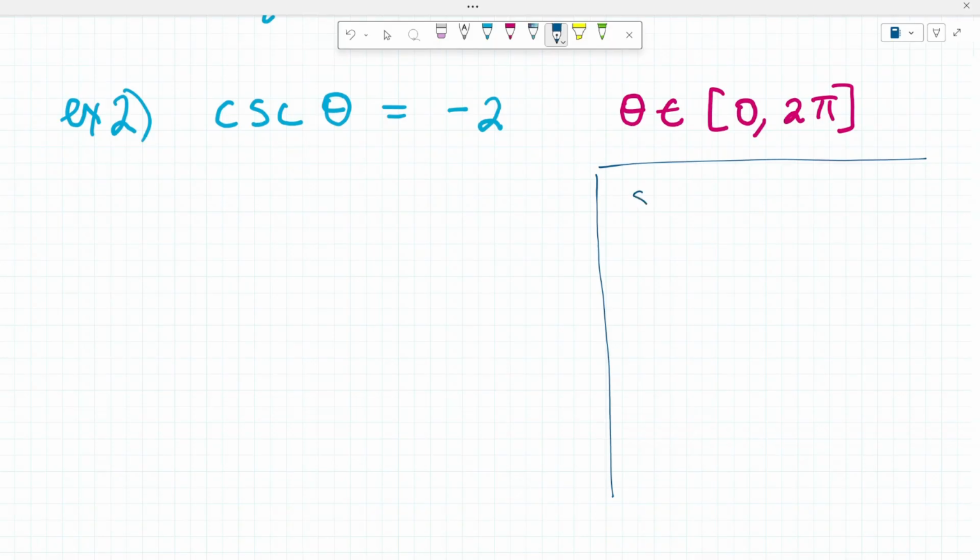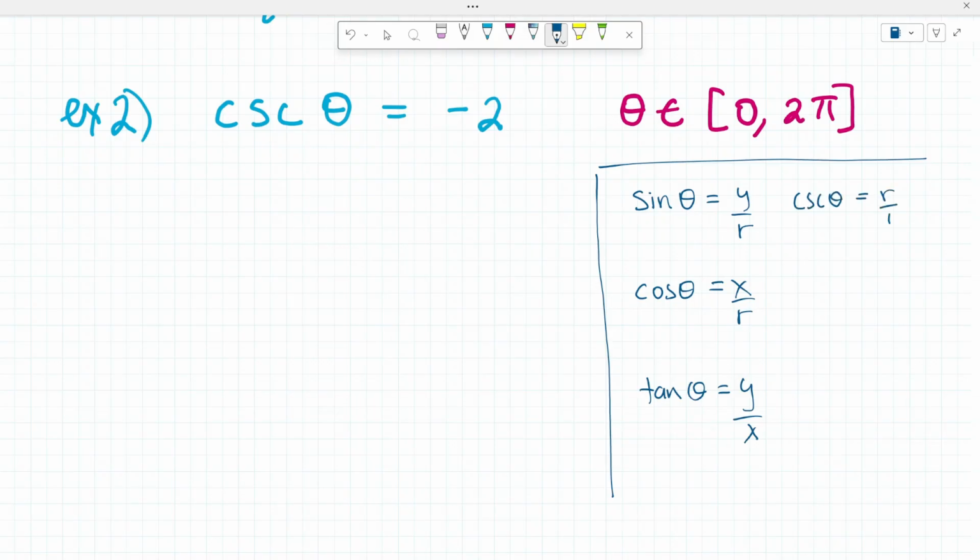So we have that sine theta equals y over r, cos theta equals x over r, and then tan theta equals y over x. Then we have all the reciprocals, such that cosecant theta equals r over y. We've got secant theta equals r over x, and then cotangent theta equals x over y.